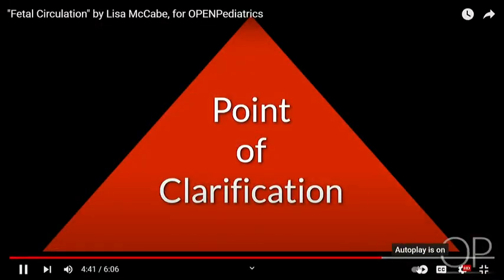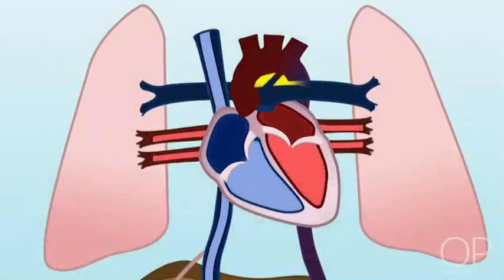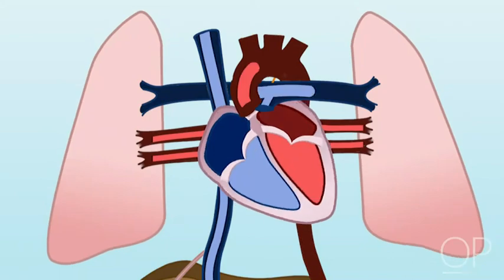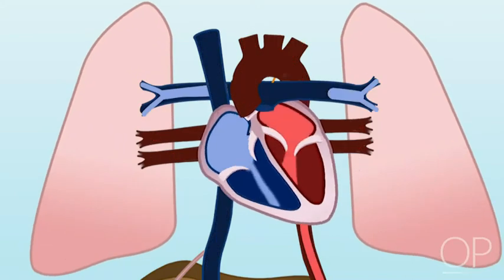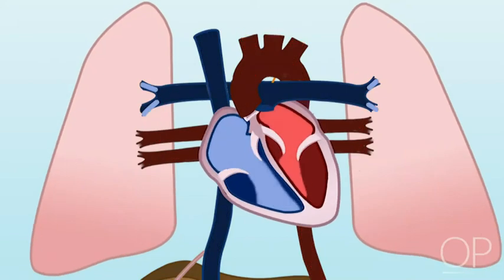Point of clarification. While the patent foramen ovale, or PFO, may close by this time, it also may not. Autopsy studies in adults indicate that 15 to 25% of adults have a patent foramen ovale, which never closes. The shunt via the PFO after birth is usually small. The ductus arteriosus begins to close shortly after birth, once the infant begins to breathe. Normally, the ductus closes completely in 4 to 10 days.